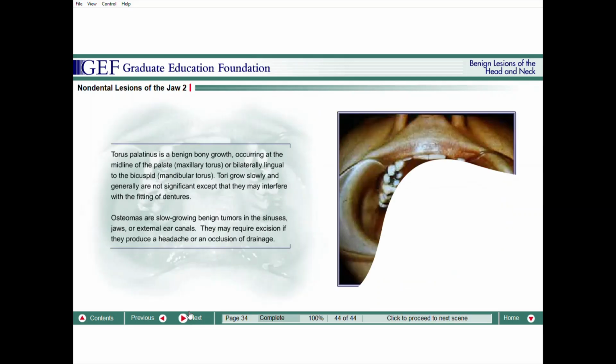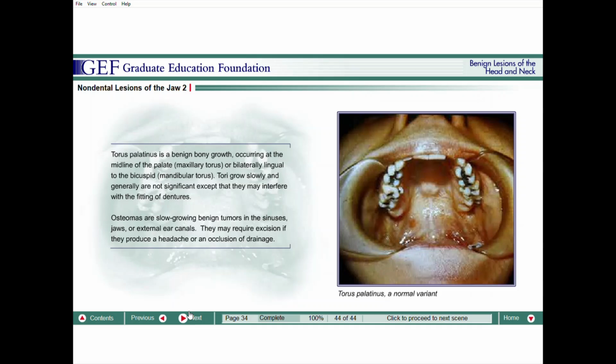Torus palatinus is a benign bony growth occurring at the midline of the palate, maxillary torus, or bilaterally lingual to the bicuspid, mandibular torus. Tori grow slowly and generally are not significant, except that they may interfere with the fitting of dentures. Osteomas are slow-growing benign tumors in the sinuses, jaws, or external ear canals. They may require excision if they produce a headache or an occlusion of drainage.